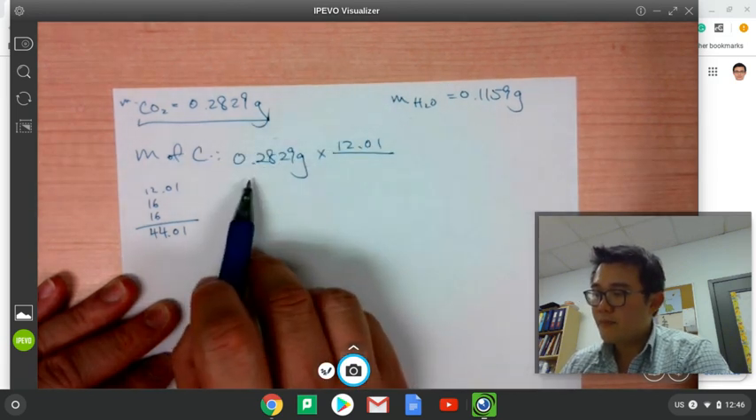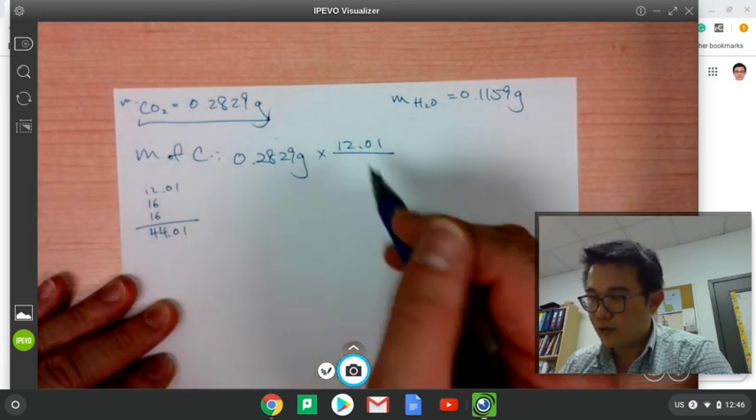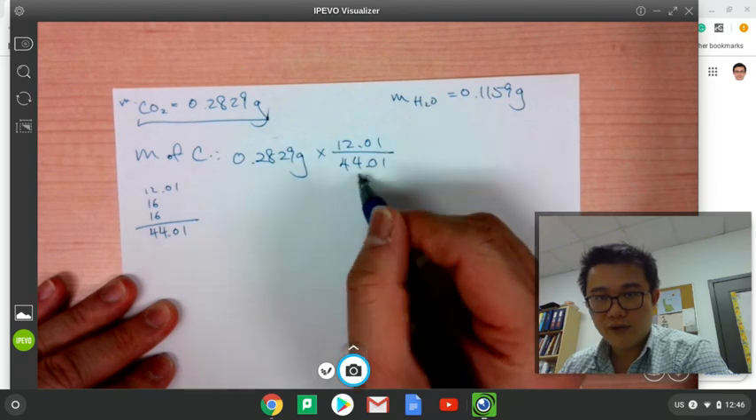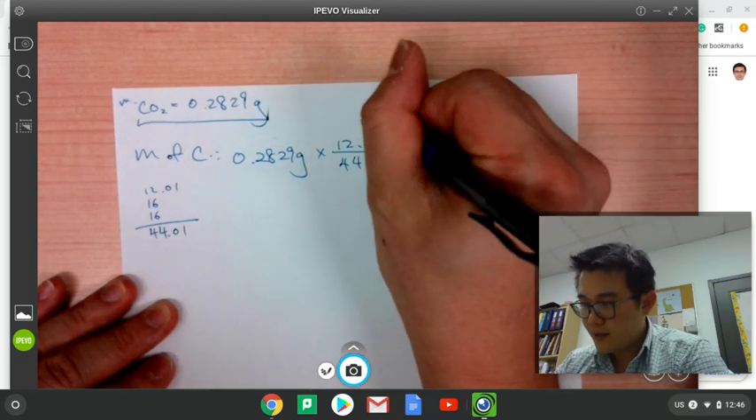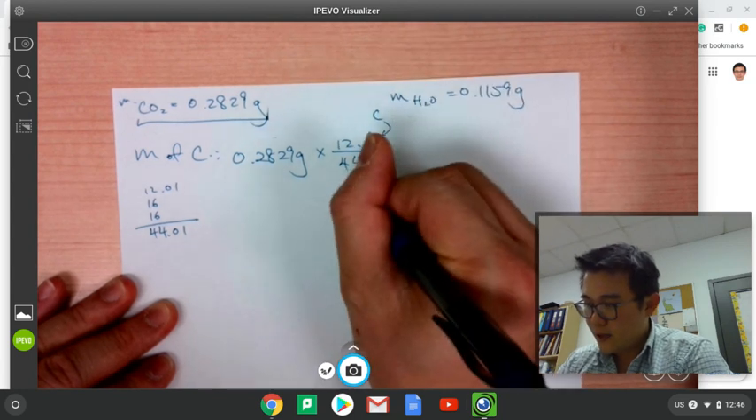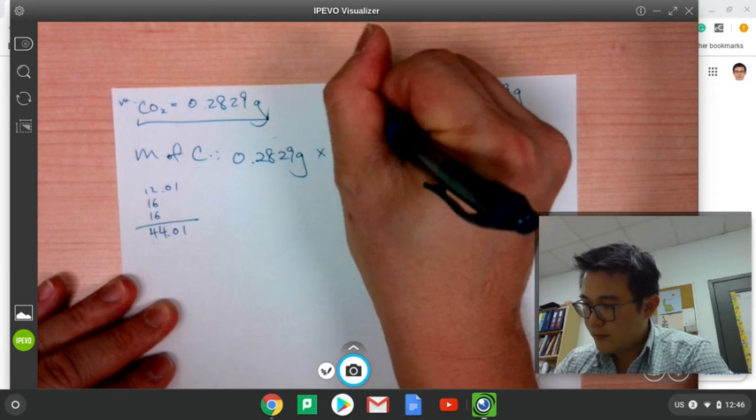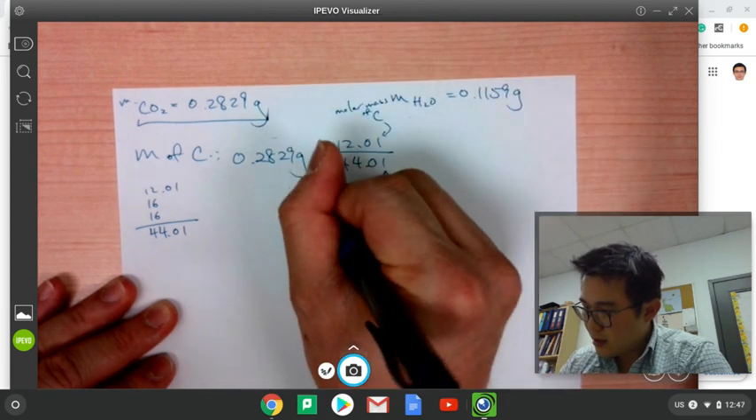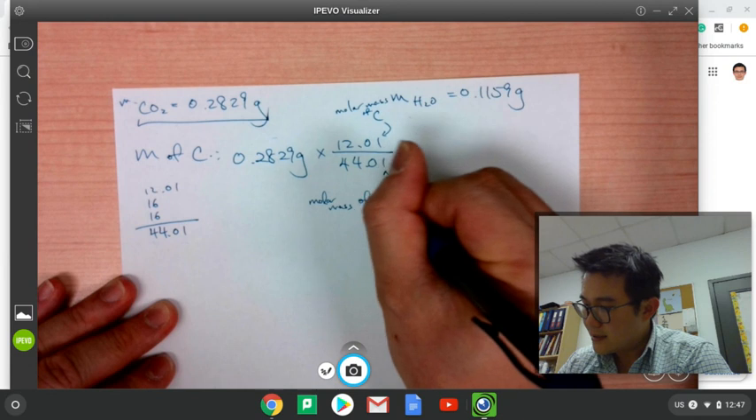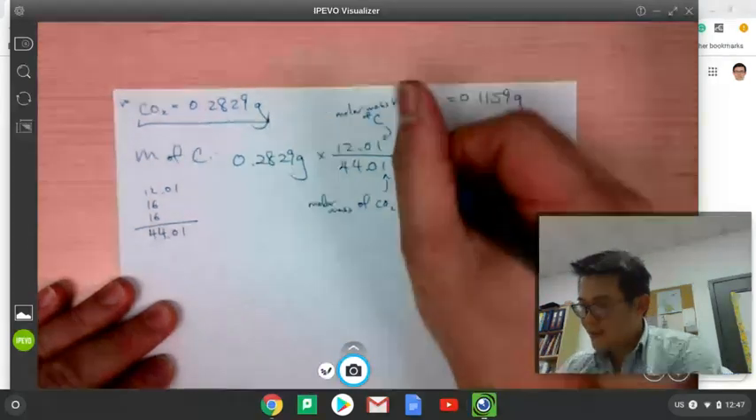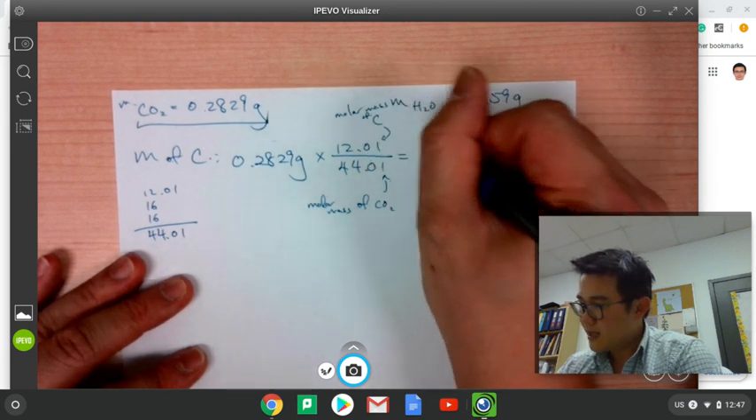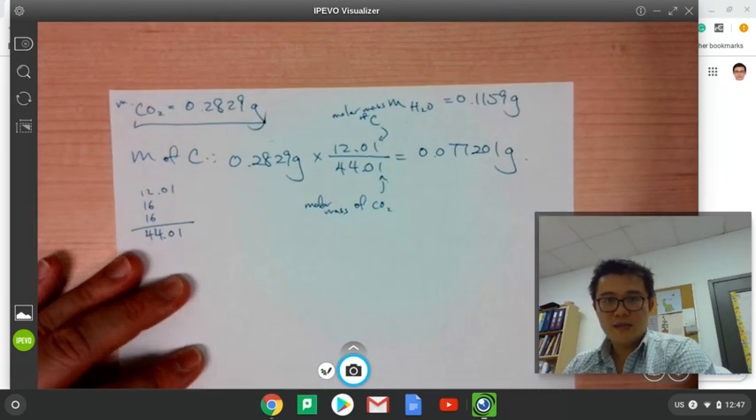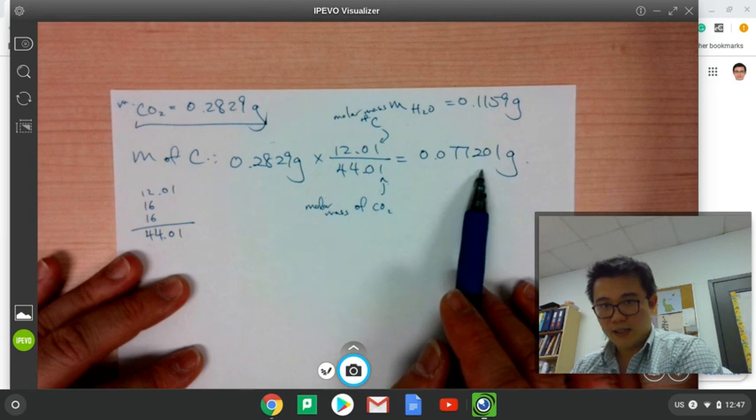So of this 44.01, 12 of it is the carbon. So in this case, we can multiply the mass of the CO2 by basically 12.01 divided by 44.01, because this is the molar mass of just carbon, and this is the molar mass of entire CO2. Okay, so when you multiply this in the calculator, you should get 0.077201 grams. Okay, so that will be the mass of the carbon.